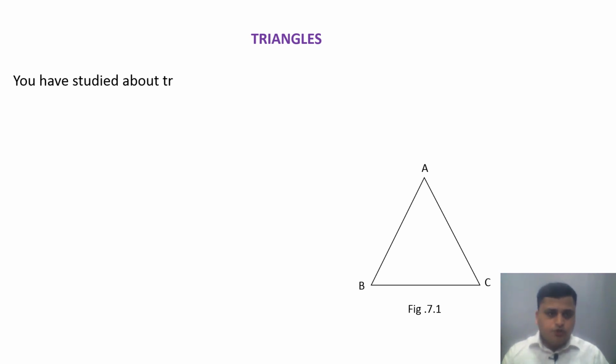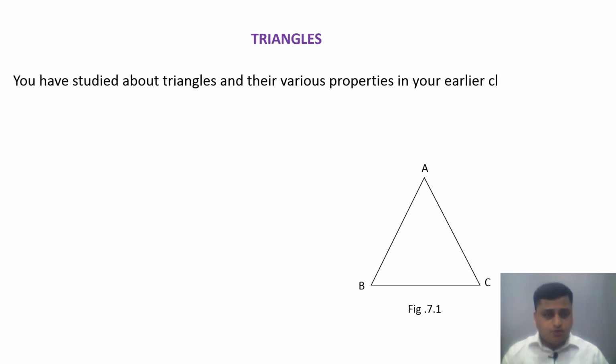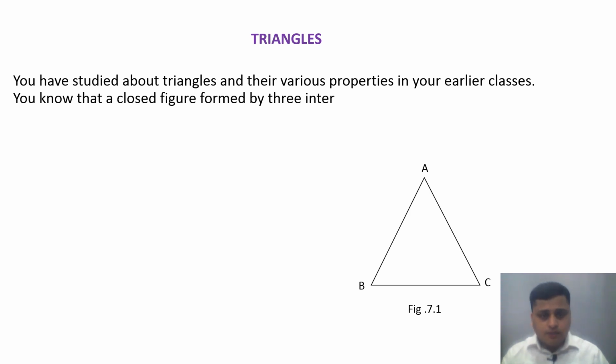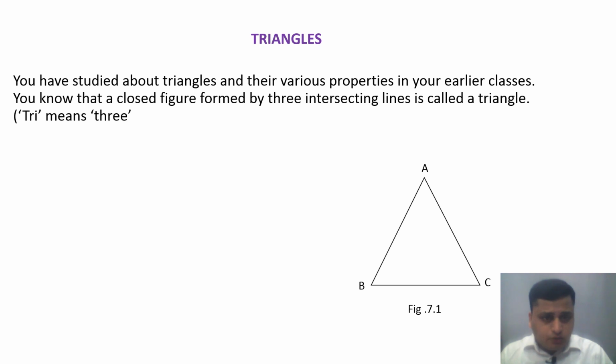All of you have studied triangles and their various properties in your earlier classes. You know that a closed figure formed by three intersecting lines is called a triangle. What do you mean by triangle? A closed figure formed by three intersecting lines is called a triangle.